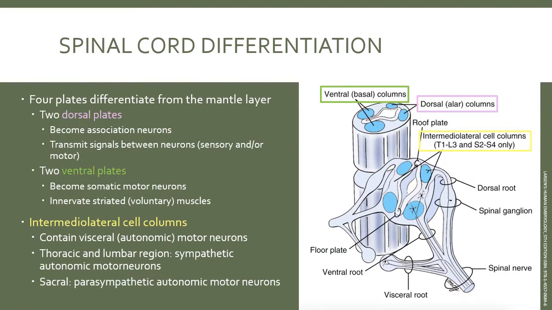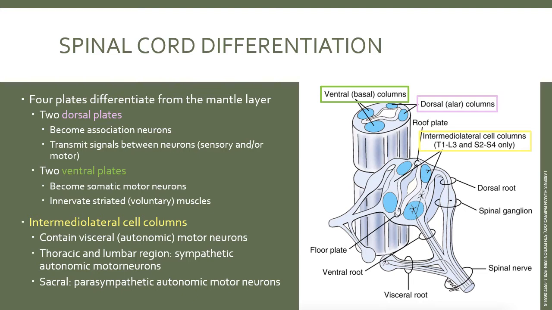Now, we'll start with the spinal cord and then work our way up. The spinal cord is much simpler than the brain, but the basic structure is relatively the same. So there are 4 plates that are derived from the mantle layer of the spinal cord. And those are the neurons that are derived from the neural tube, and then they migrated into the periphery of the spinal cord to become the gray matter. So that mantle layer subdivides into 4 plates that run up and down the length of the spinal cord. There are 2 dorsal plates and 2 ventral plates.